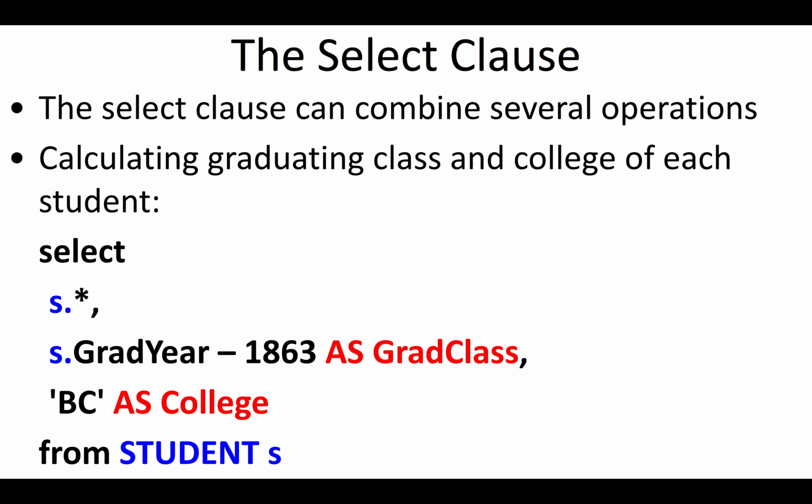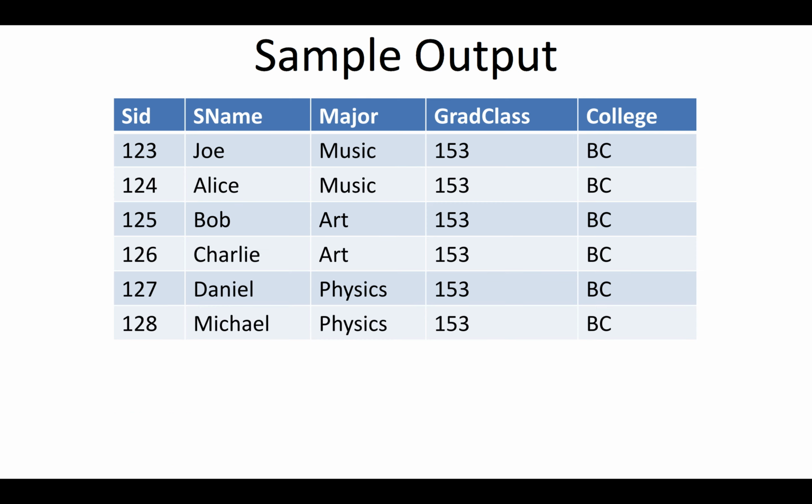new fields, like grad class, which is calculated by subtracting the year the institution was founded from the year the student graduated. It was founded in 1863. So for the graduating class, I take the year minus that year, plus the college, Boston College, a specific value, and call that field college. I can do additional transformation. Here's a sample result.